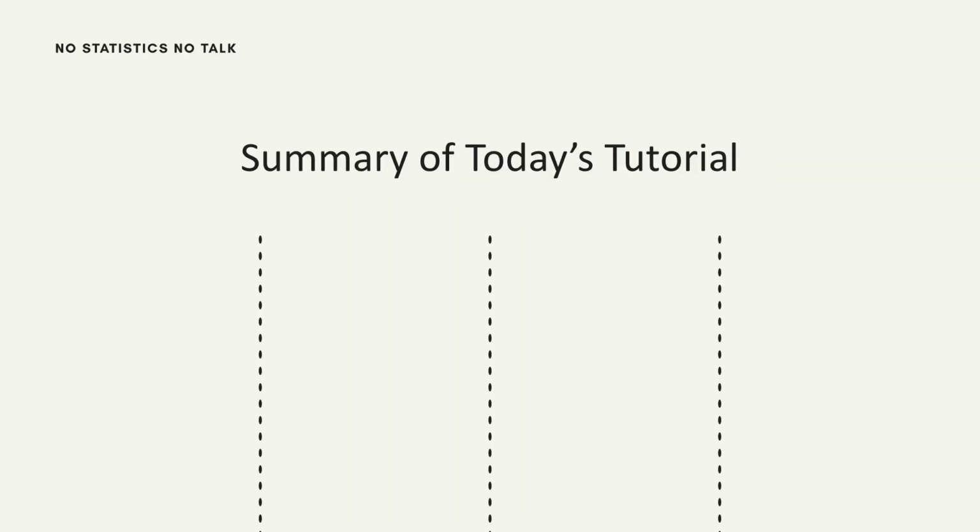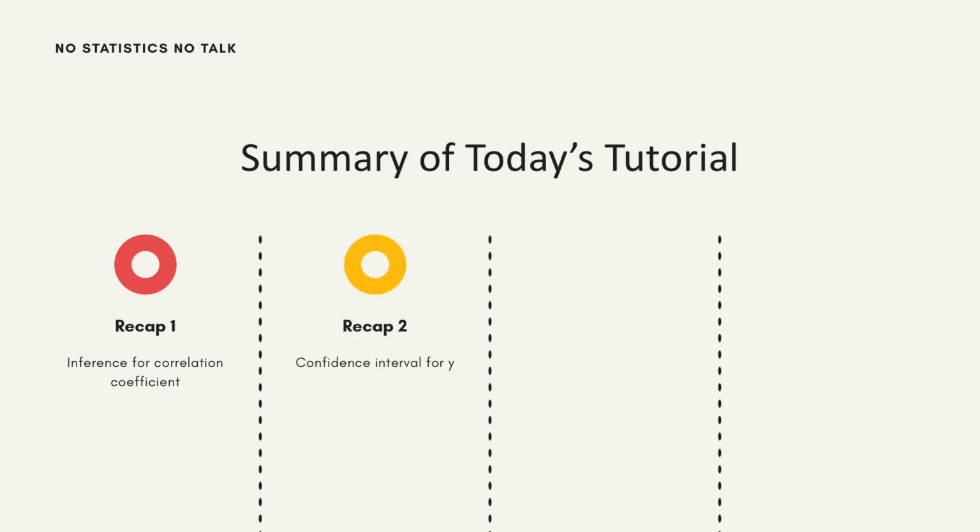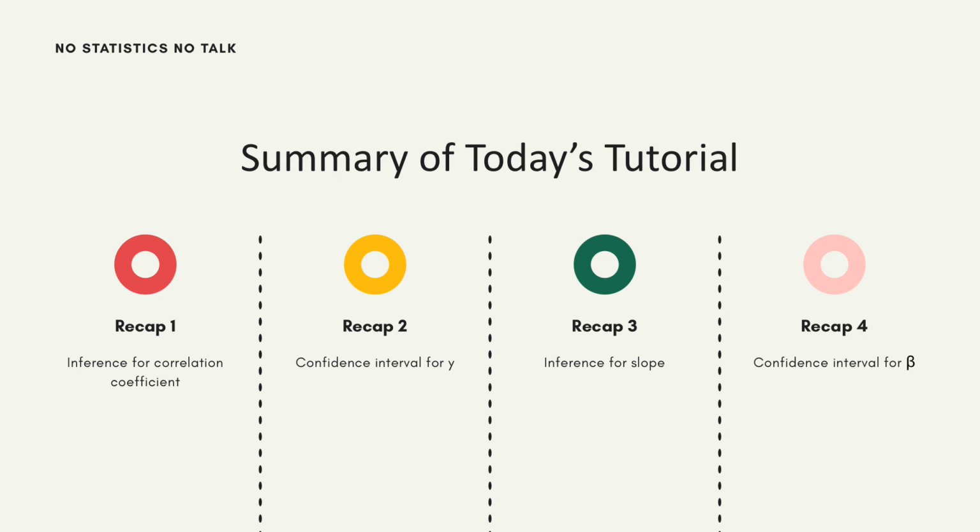We have come to the end of today's tutorial. Let's recap what we have learned today. First, we learned how to make an inference for correlation coefficient. Second, we determined the confidence interval for y. Third, we made an inference for slope. And finally, we determined the confidence interval for beta.